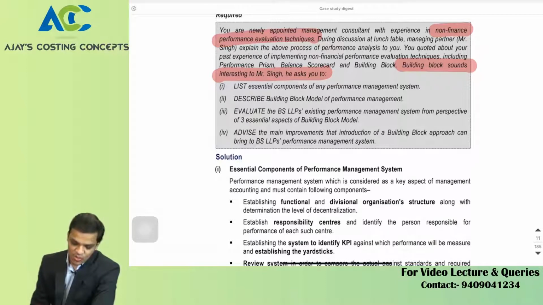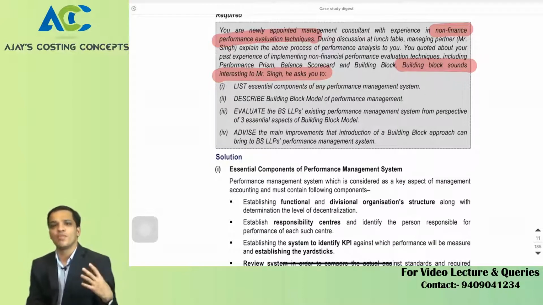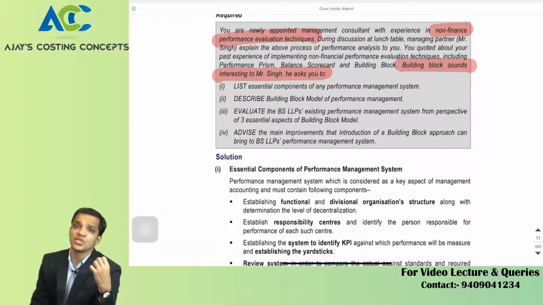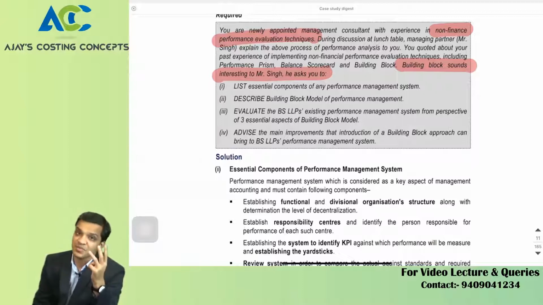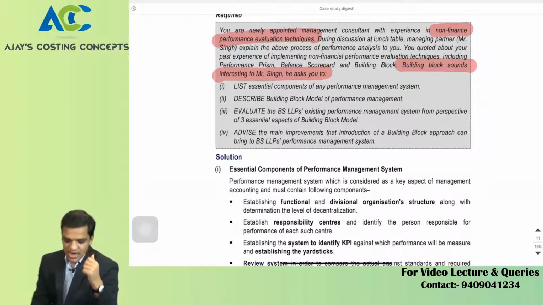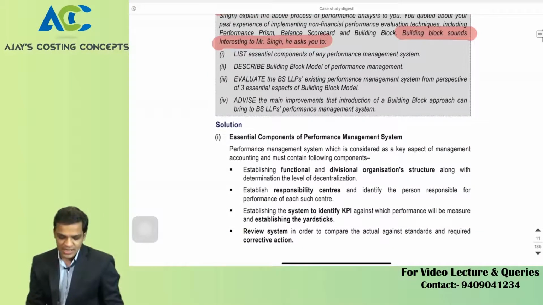List the essential components of a performance measurement system. What are the things that you should consider? Describe the building block model of performance management. Evaluate BSLLP's existing performance management system from the perspective of three essential aspects. What are the three essential aspects? One is dimensions, standards and rewards. Advise the main improvements that introducing a building block model approach can bring to BSLLP.